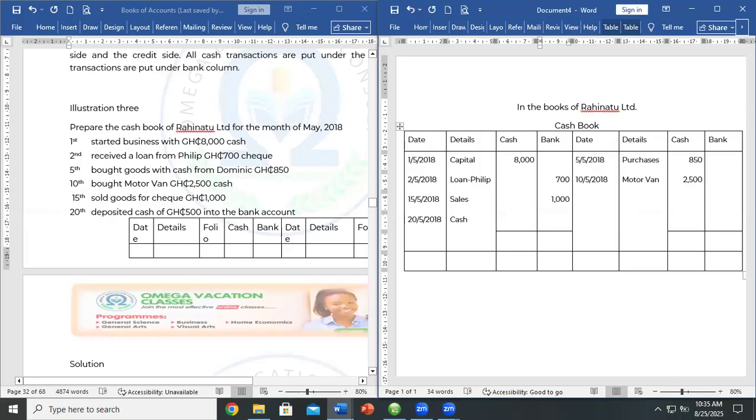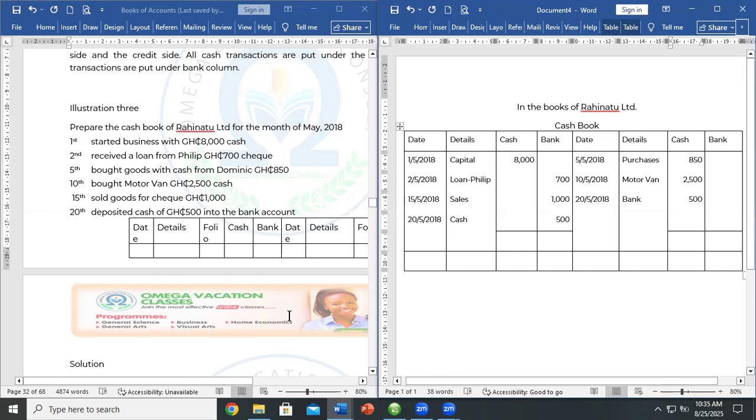Then we go to the credit side. We have to credit who? Cash. So the same day, 20th May 2018, the details will be bank, right? And then the amount will go under the cash. So you see, we have credited cash, we have debited bank. Interestingly, both the debit and credit are affecting the same ledger, which is the cash book. Now, if that happens, then we say there is a contra entry.